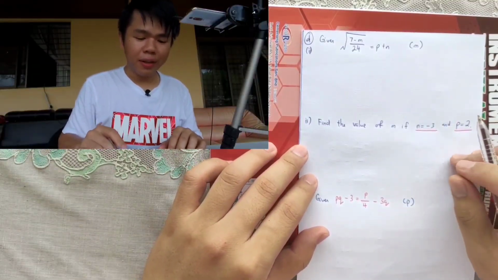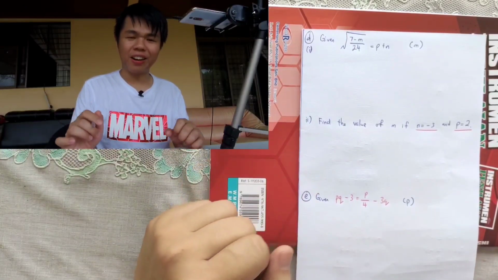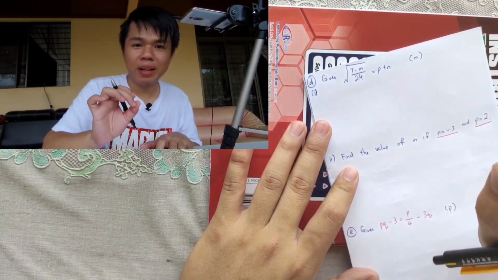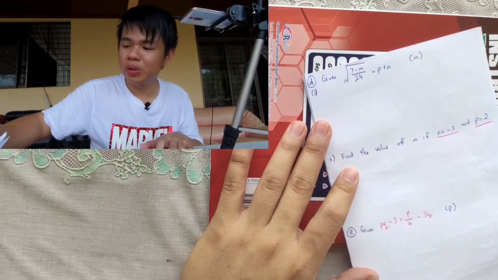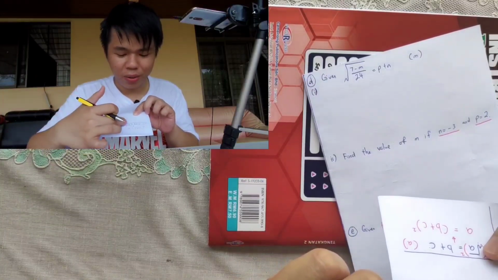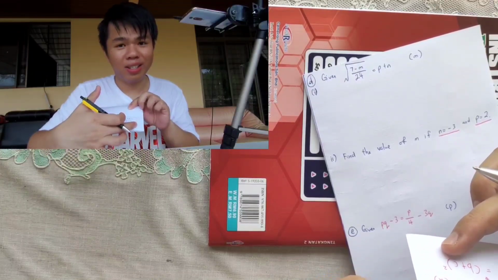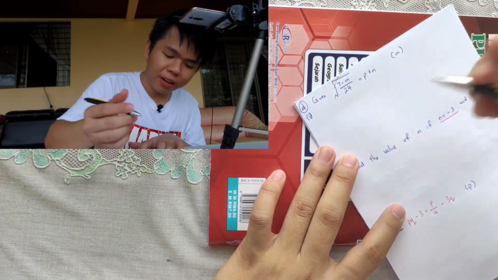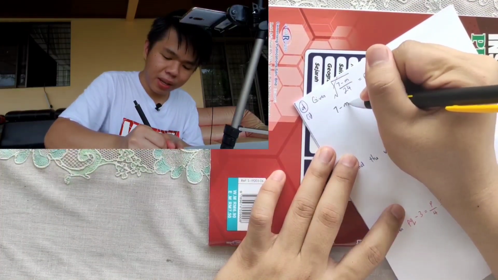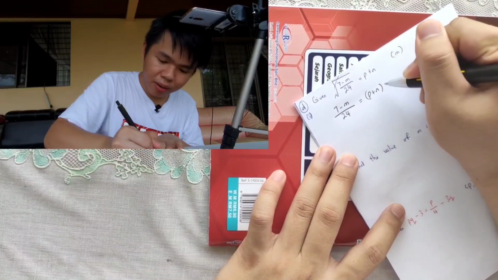Example D. Given square root of 7 minus m over 24 equals to p plus n. This question is actually from your March test. You need to make the square root vanish, so you need to use method F right here, style F, whatever you want to call it. The square root vanishes, and a square appears on the other side: 7 minus m over 24 equals to p plus n square.